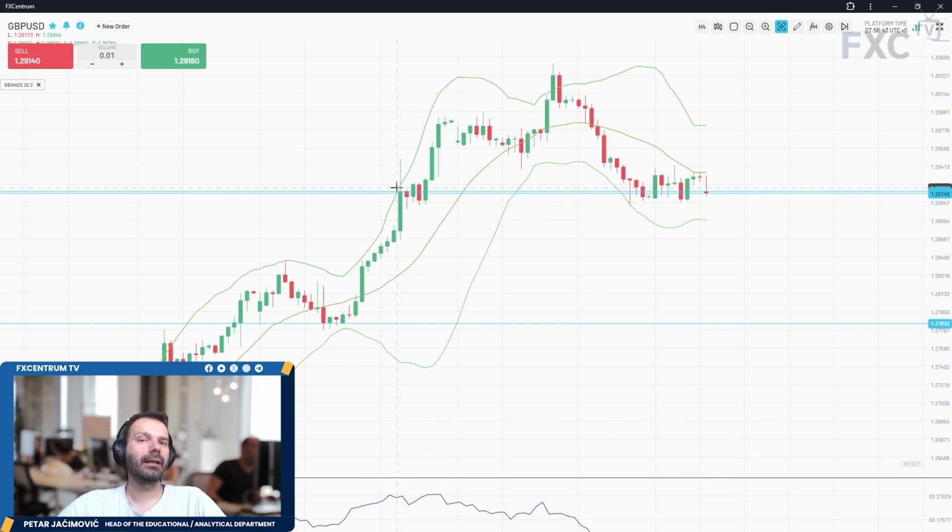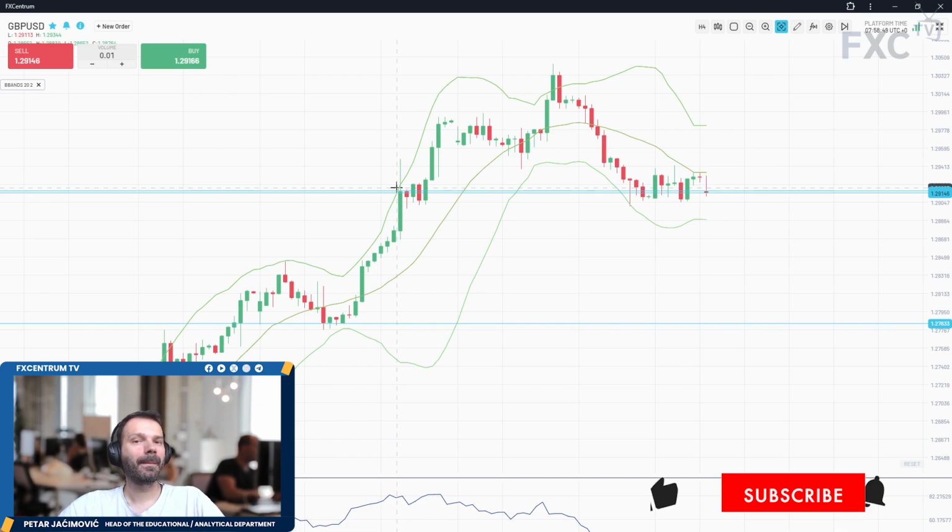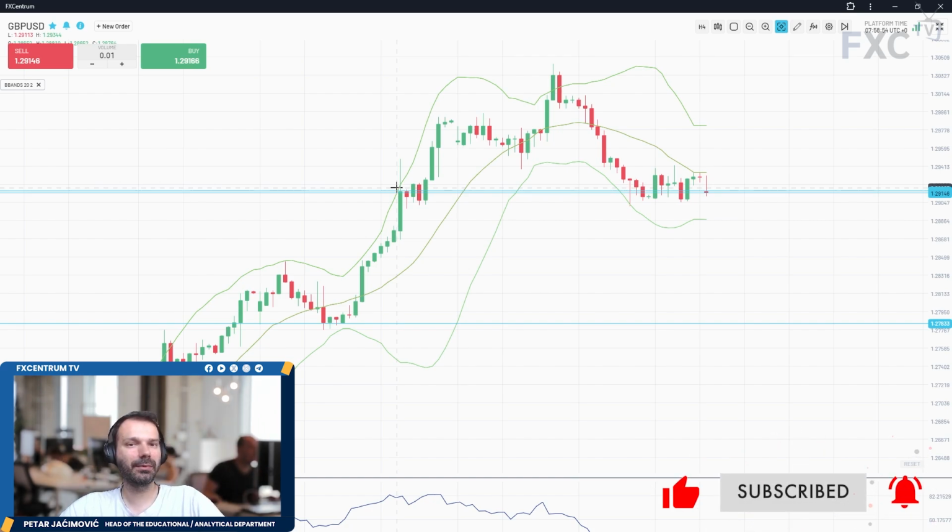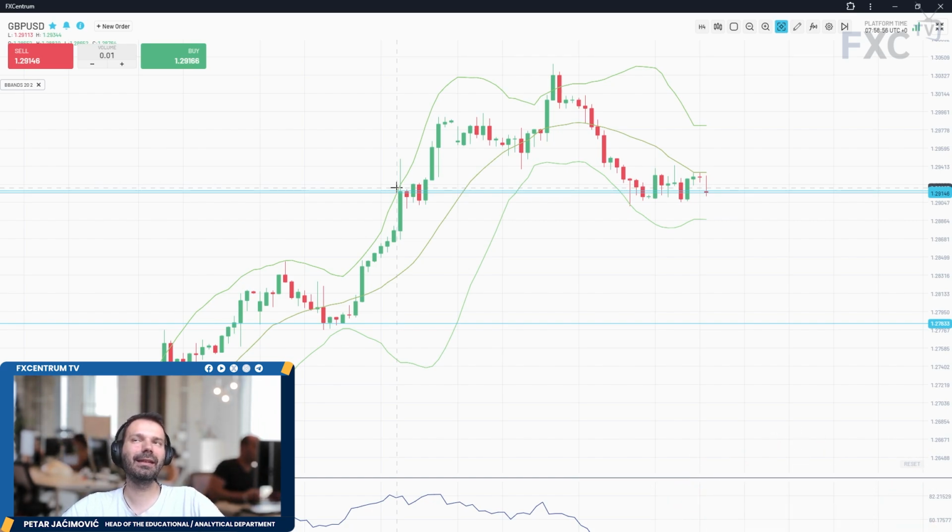For today, I decided to cover pound dollar because I see potential for a good downside movement and a potential sell idea on the pound dollar, and I will explain the reasons behind this idea.